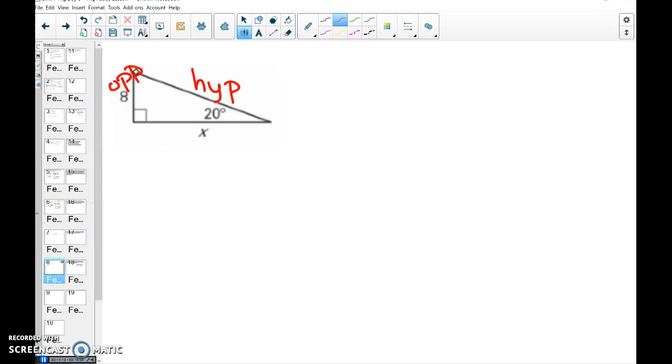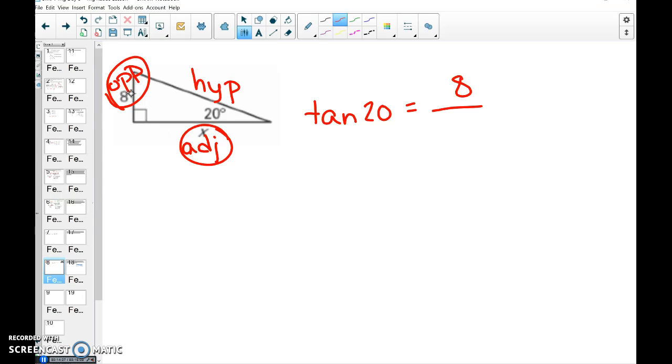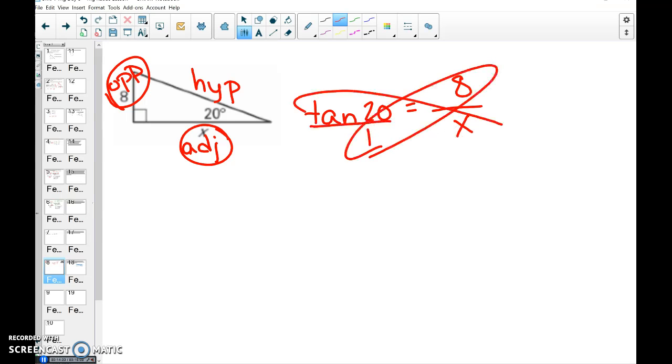Hypotenuse, opposite, adjacent. Gotta use this one and this one. I'm gonna go through it a little bit more quickly. It's tangent 20. This time you gotta be careful though. It's not x on the top, it's 8 because it's opposite over adjacent. You're still gonna cross multiply, but you're gonna see it comes up a little bit weird this time.